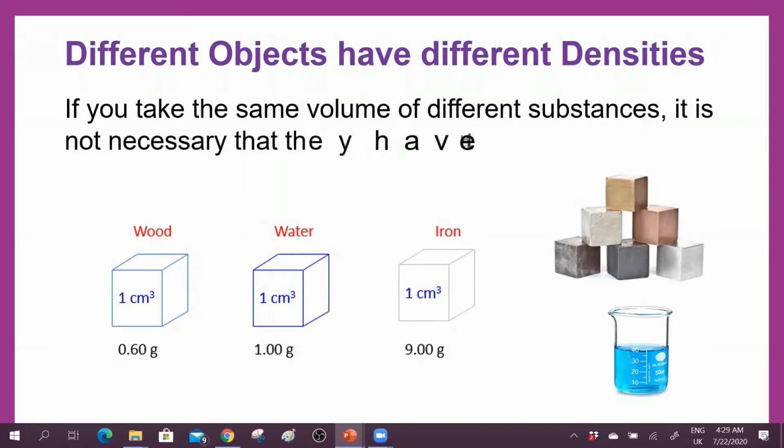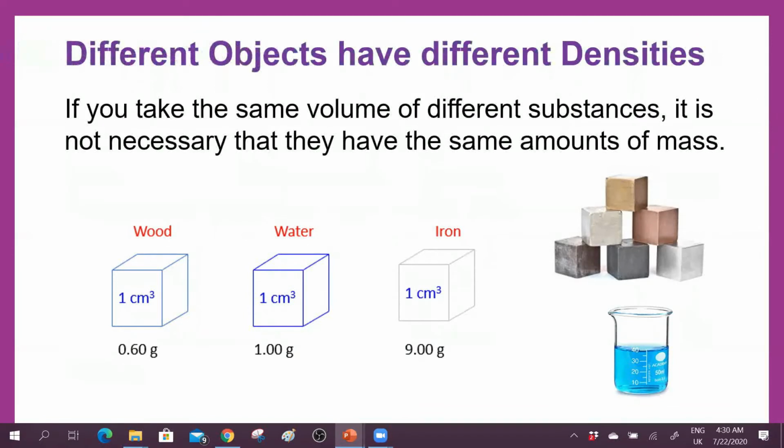We have 3 cubic centimeter containers. If the first cube is made from iron, the second cube contains a liquid, and the third cube is made from wood, we are going to see the masses and compare the densities. In case of iron, the mass of the iron in 1 cubic centimeter is 900 grams.